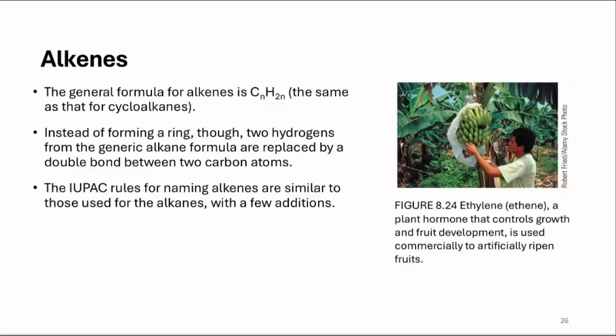of CnH2n. That chemical formula we just observed is found in cycloalkanes. But this just means that if you have a cyclic alkane and an alkene with the same chemical formula, then they're going to be constitutional isomers of each other. Alkenes are naturally occurring molecules. To give you an example, in figure 8.24, we have ethene, which is a plant hormone that controls growth and fruit development and is at times utilized to artificially ripen fruits.